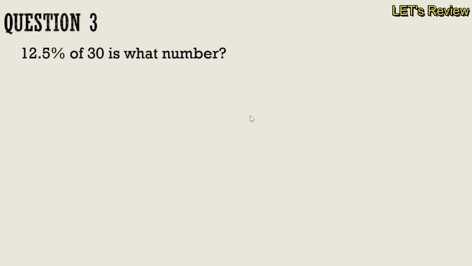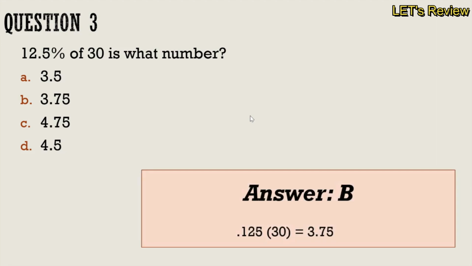Question 3. 12.5% of 30 is what number? A. 3.5, B. 3.75, C. 4.75, or D. 4.5. The answer is B. 0.125 times 30 is 3.75.